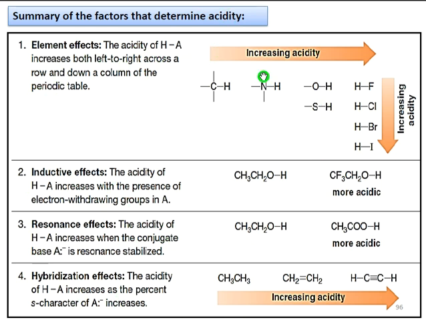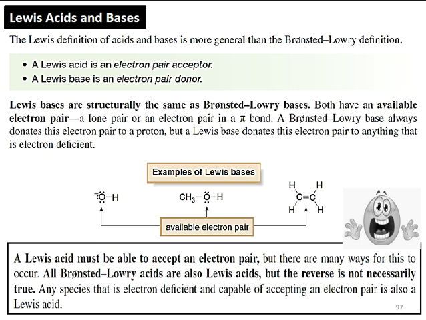This table can help you memorize the four effects and how each effect makes the acid stronger, by making the conjugate base more stable. Okay, this can be helpful for you. And now the Lewis acid and base. Again, a Lewis acid is an electron pair acceptor. The acid is an electron pair acceptor, and the base is an electron pair donor.